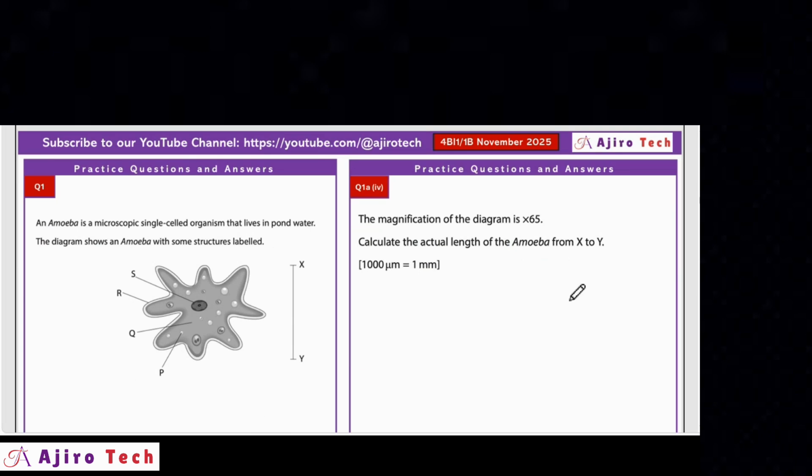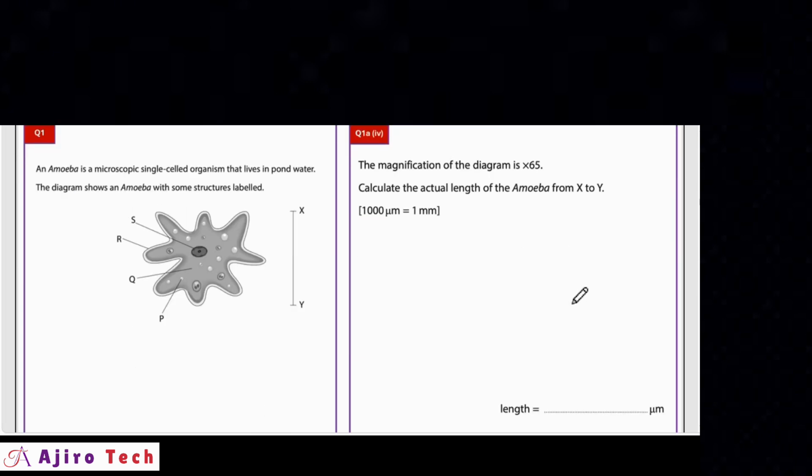The magnification of the diagram is times 65. Calculate the actual length of the amoeba X to Y. Yes, it's always difficult to calculate magnification from a screen, so I'm going to base mine on an assumption. What you need to do is follow the same steps you should use.